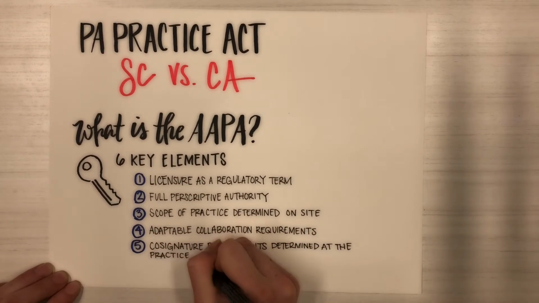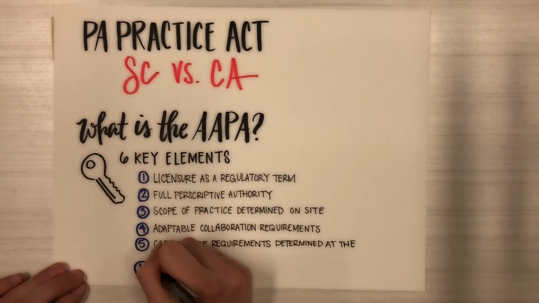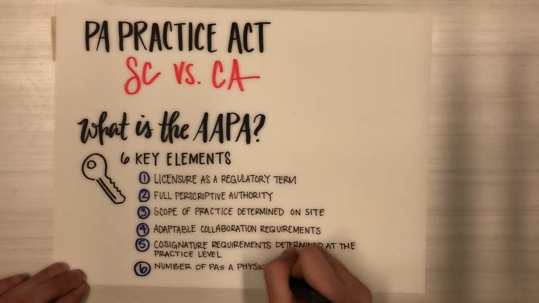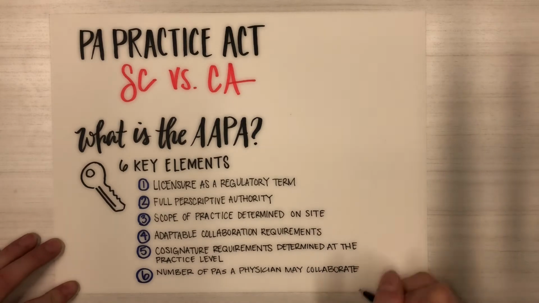And last but not least, number 6 is going to be the number of PAs a physician may collaborate with should be determined at the practice level versus the state government.